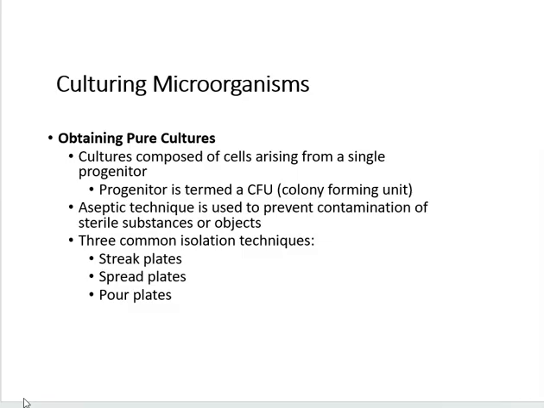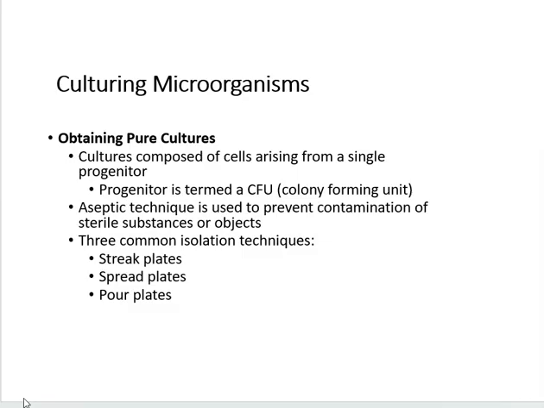So the way we do that is we try and get a pure culture. This is a culture composed of cells arising from a single progenitor. So we call this a colony forming unit. So we're looking for a single colony on the plate, something that we can go in and pick out, because everybody in that colony comes from the same beginning.